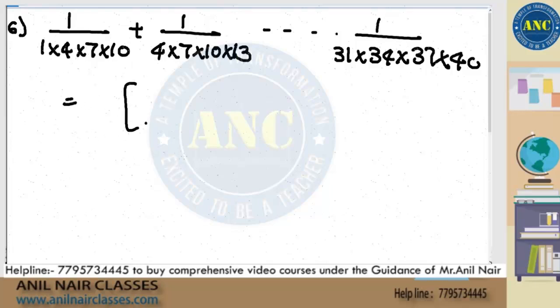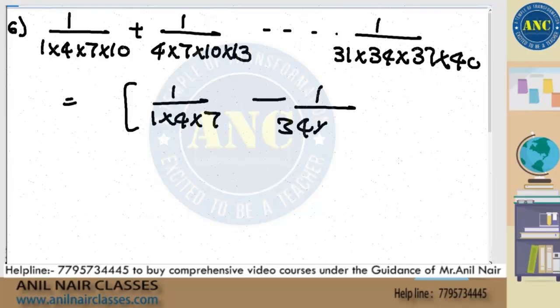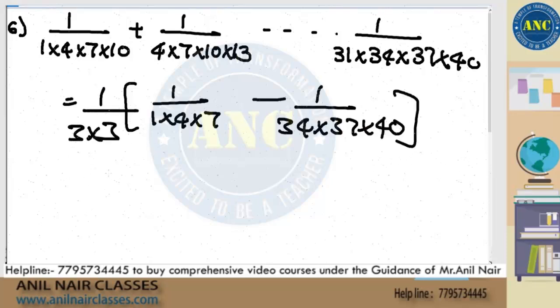There are 4 numerical values. Tell the answer, beta. 1 into the first 3 numerical values and the last 3 numerical values. 1 by difference is 3. 4 numerical values will become 3. I hope the answer is clear. I hope you are all with me.